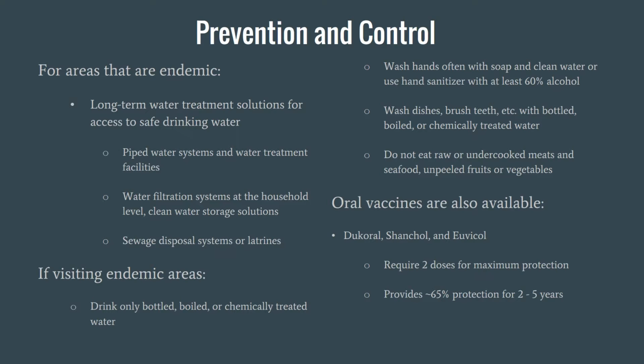There are 3 oral vaccines that have been pre-qualified by the World Health Organization and are available to prevent contracting cholera. They are Dukoral, Shanchol, and Euvichol. All 3 of these require 2 doses to be fully effective and provide about 65% protection against cholera.